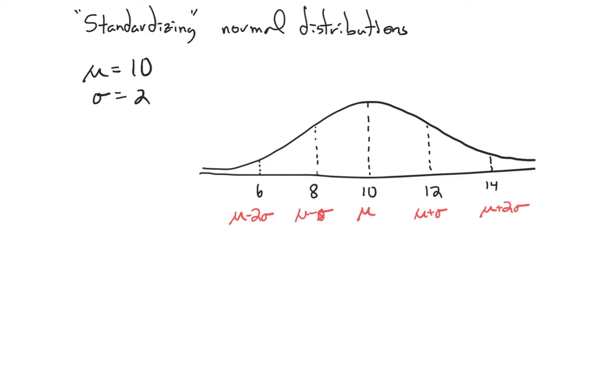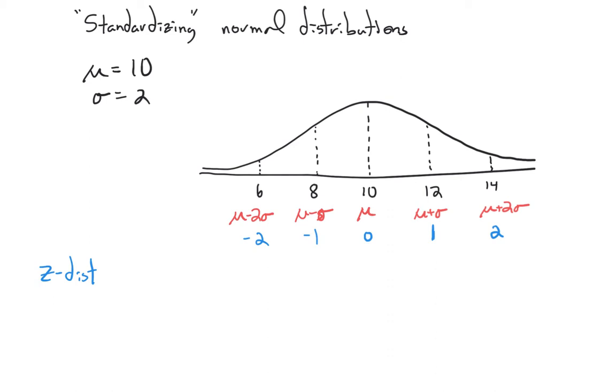But in our standard normal distribution, our z, we usually call it a z distribution. All we care about is how many standard deviations away from the mean we are. So we say the mean itself is 0 standard deviations from the mean. 12 is 1 standard deviation. 14 in this case is 2 standard deviations. 8 is -1, and 6 is -2. And this is the idea of a z-score, right?